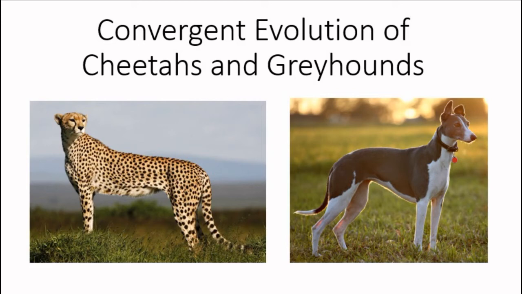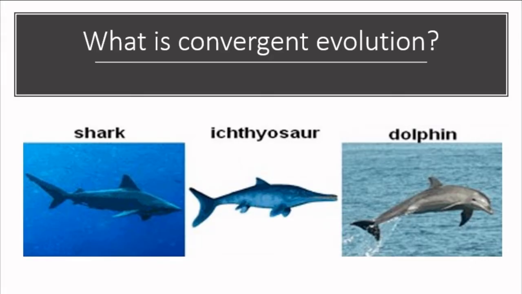The convergent evolution of cheetahs and greyhounds. Convergent evolution is the process whereby organisms not closely related, not monophyletic, independently evolve similar traits as a result of adapting to suit similar environments or ecological niches.